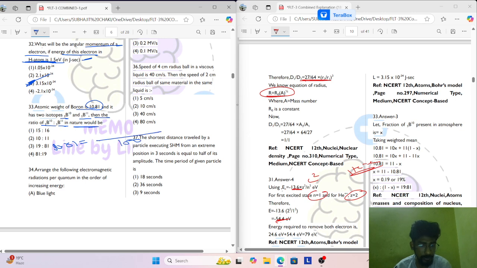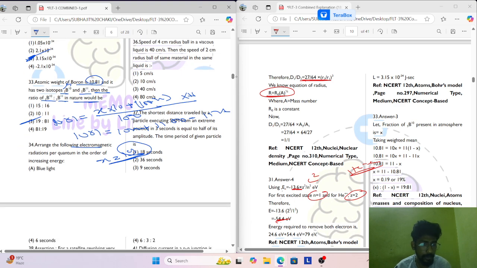The percentage, first take the first as x percent. X into 10 plus 100 minus x into 11. Just solve this, you will get the answer. 10x plus 1100 minus 11x, so x equals 19. So x equals 19 and this will be equal to 81. So this is 19 and this is 81. So therefore option number 3 will be the correct answer here.